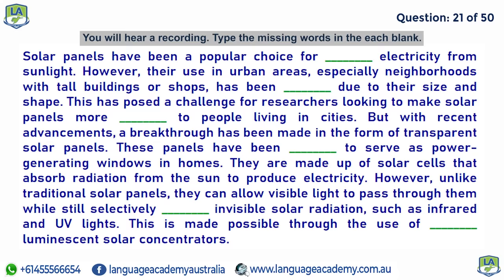These panels have been designed to serve as power-generating windows in homes. They are made up of solar cells that absorb radiation from the sun to produce electricity. However, unlike traditional solar panels, they can allow visible light to pass through them while still selectively absorbing invisible solar radiation, such as infrared and UV lights. This is made possible through the use of transparent luminescent solar concentrators.